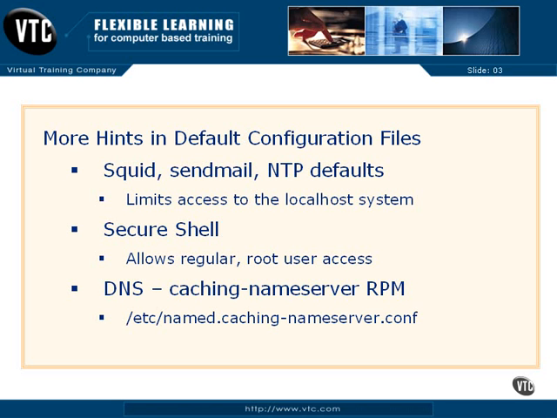If you're told to configure a caching DNS name server, start with the caching name server RPM, which installs a template that should work almost as is. These are just hints to get a network service configured for basic operation. I've detailed what you should do with each service in other videos.